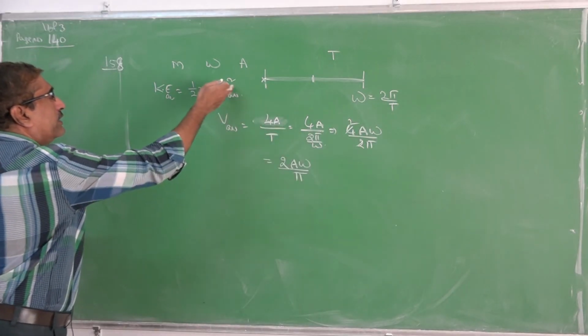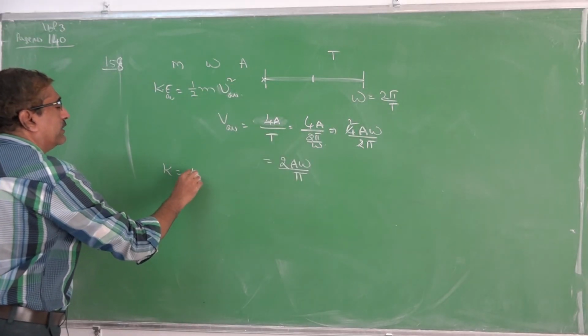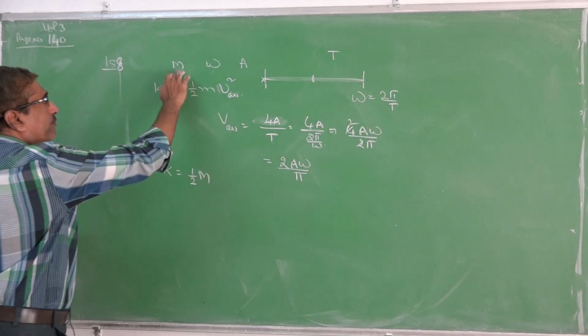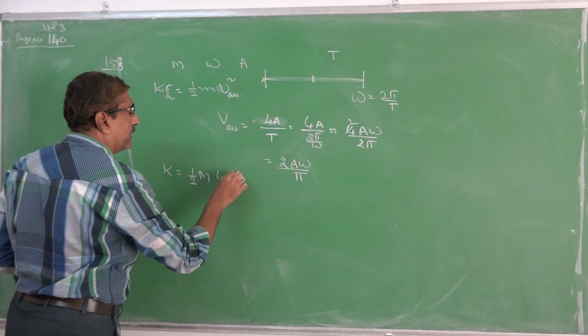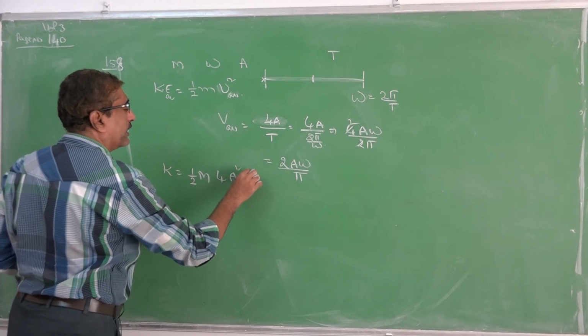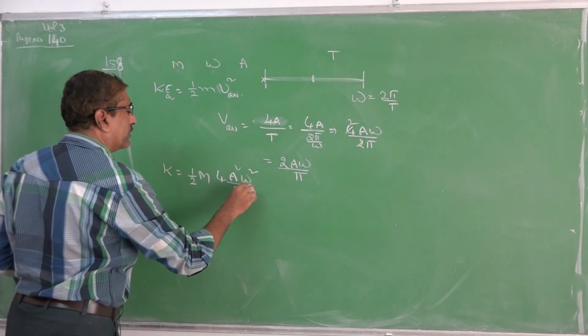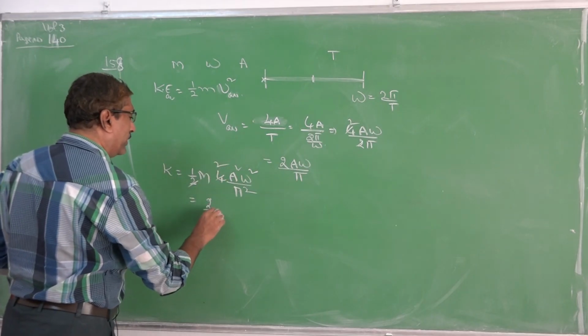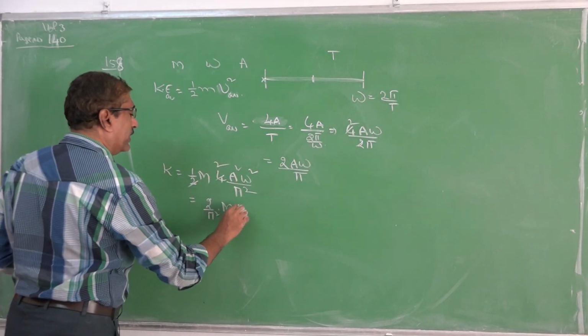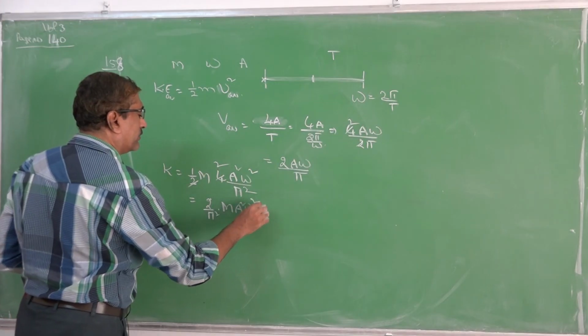Now substituting in this equation, average kinetic energy is equal to half m into 4A square omega square by pi square. So 2 will get cancelled. That is 2 by pi square into m A square omega square.